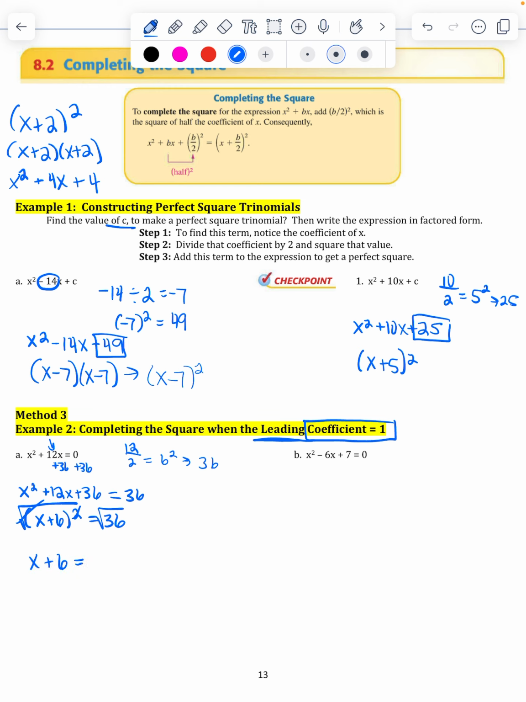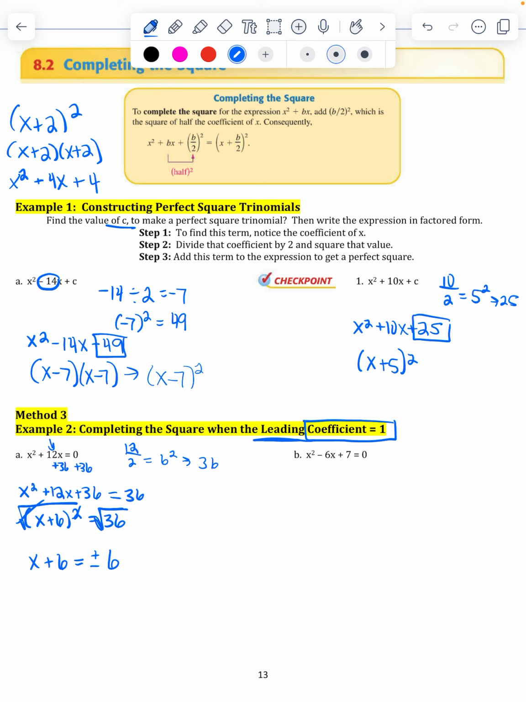Now don't forget, when you take the square root of that plain number, this is going to be positive and negative the square root of 36, which is 6. So we have two answers. x plus 6 equals 6, and x plus 6 equals negative 6. Two ways you can do this.